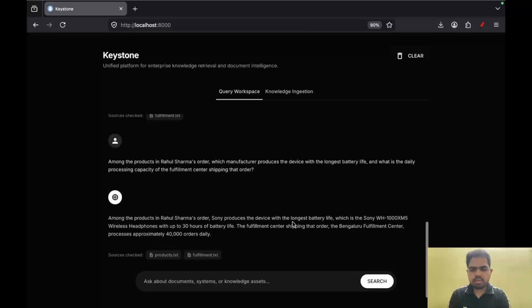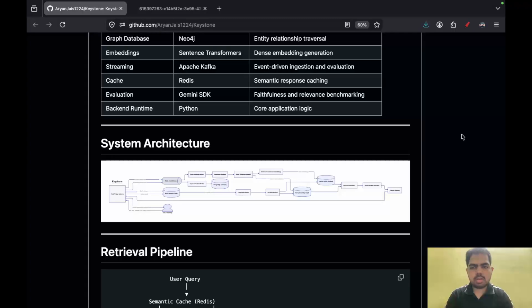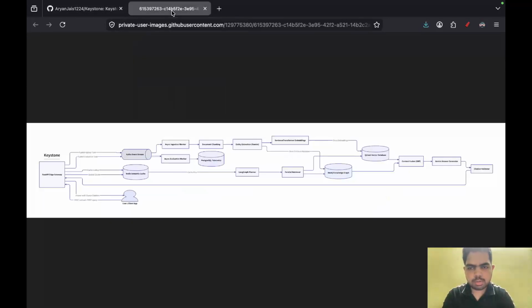So over here, it has referred to products.txt and fulfillment.txt to answer the question, and it has ensured the relationship between the documents. Now let's talk about the high-level design and the system architecture of this project, Keystone.